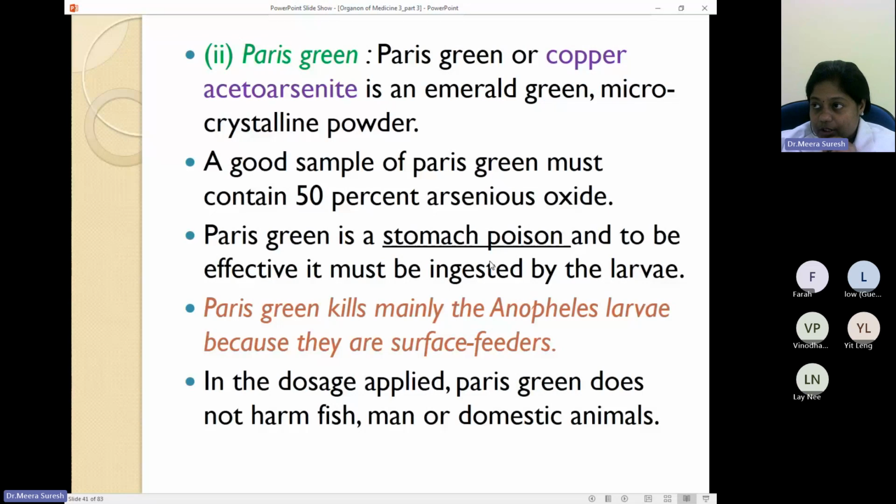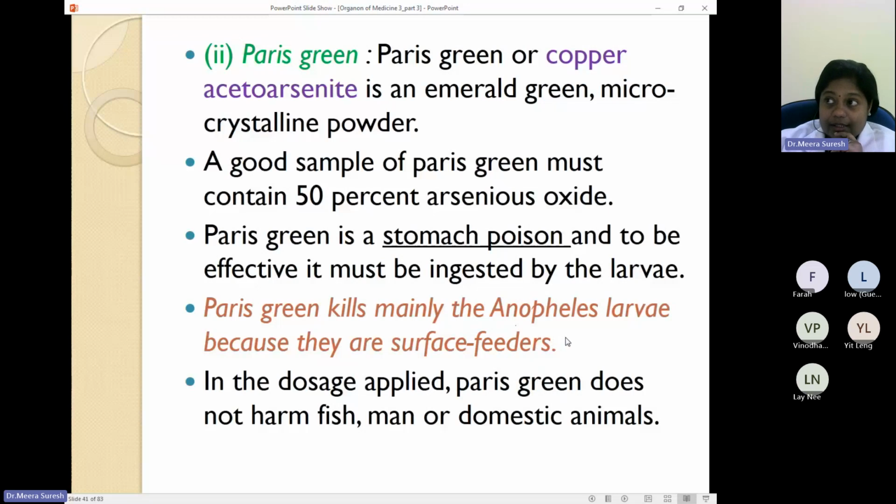The pupa is not going to eat anything because it is in the resting stage. The egg is also not going to have it. But then this is the larvicide. So it is the larvae that have to eat because it is a stomach poison. And then only Paris green is going to act. And this is especially good to kill the Anopheles mosquito because Anopheles mosquitoes are surface feeders. So they will come and eat the food materials that appear on the surface. So this is more ideal to kill the Anopheles mosquitoes.